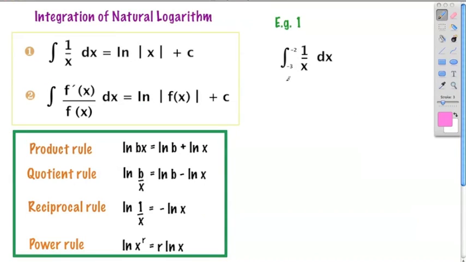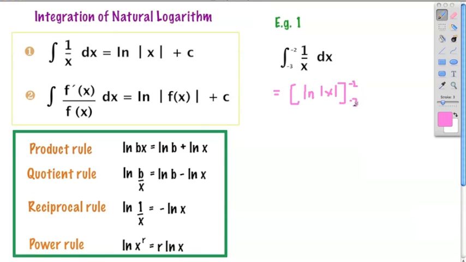First example is very simple, but the trick is there is a limit in this question. So to start with, we want to find the integration of 1 over x. So we simply get ln x. Yes, that is very simple. But remember, we have to include the limit, which is -2 and -3.